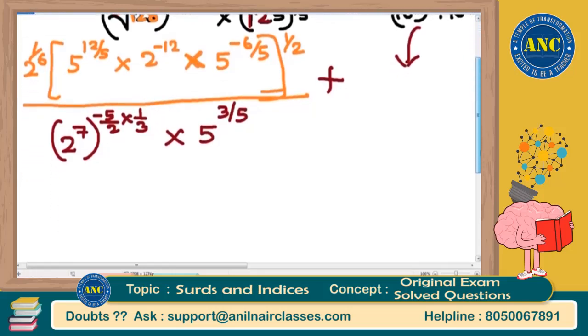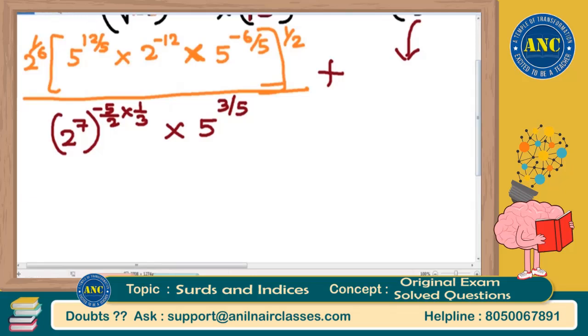First we will simplify this left side term. So this entire thing becomes, can I say it right now as 5 power 12 by 5 minus 6 by 5. It is 5 power minus 6 by 5, right? If I take the square root of minus 6 by 5, it is 5 power 6 by 5 into 1 by 2, which is 3 by 5. That entire thing in the numerator becomes 5 power 3 by 5 after taking square root.